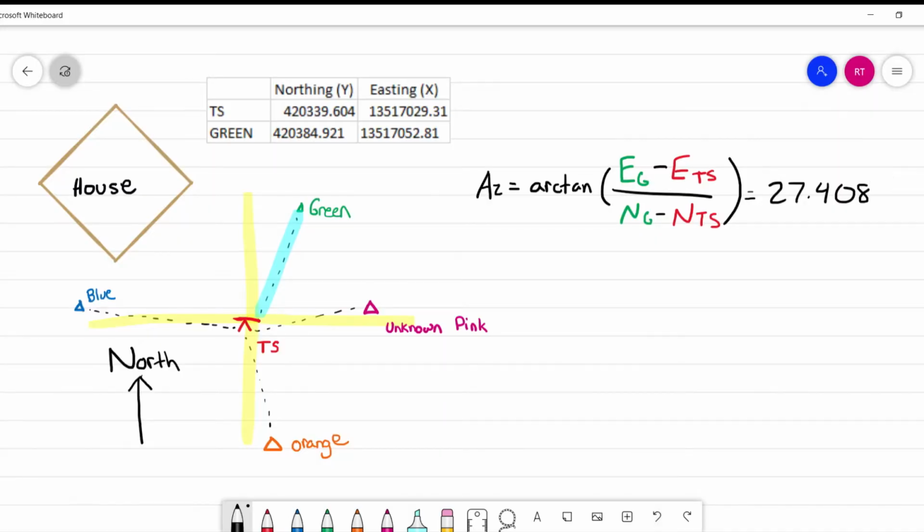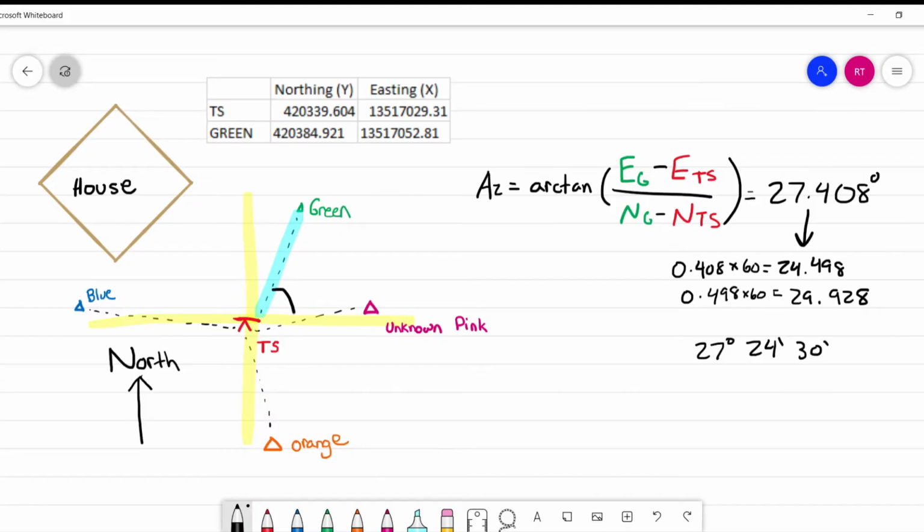This number here is the degree measure, and to convert this to degrees, minutes, and seconds, 0.408 times 60 is equal to 24.498. Then we multiply 0.498 times 60 and we get 29.928. So we can simplify this as 27 degrees, 24 minutes, and 30 seconds. So that is the azimuth between the total station and point green.